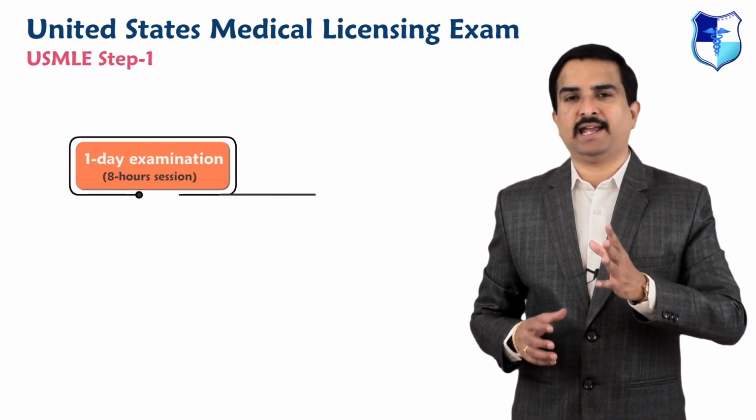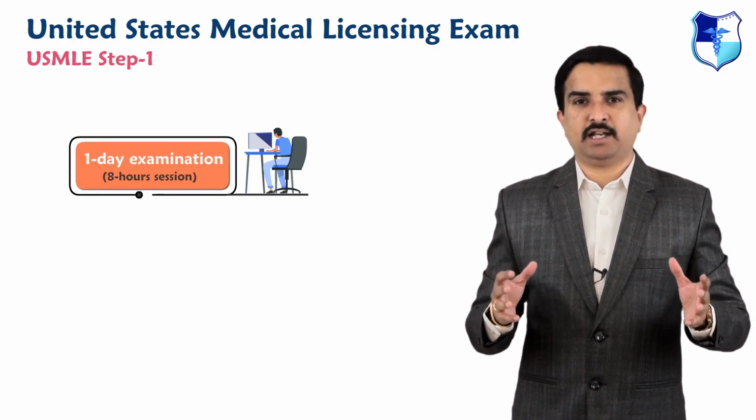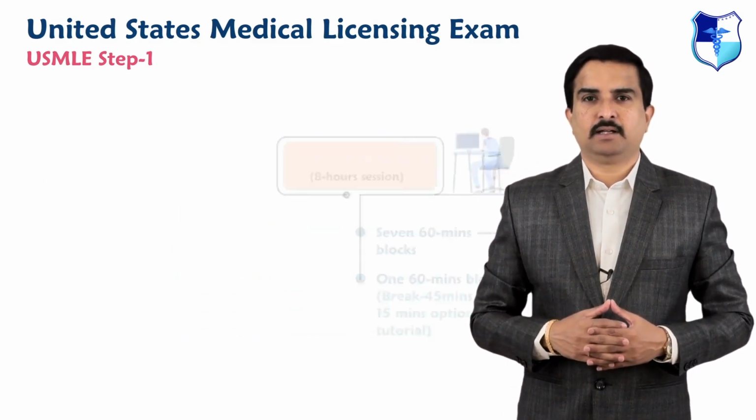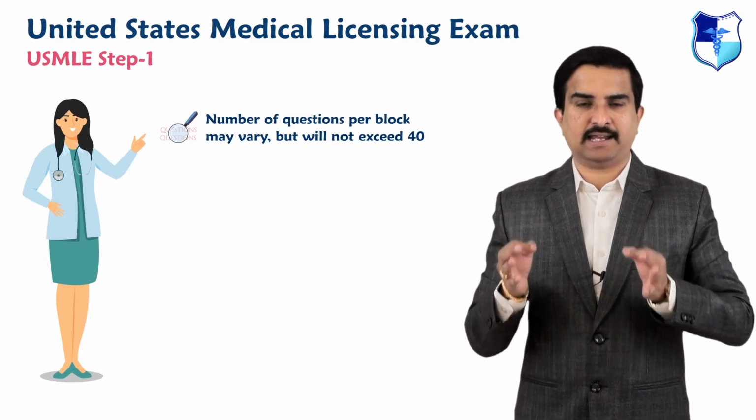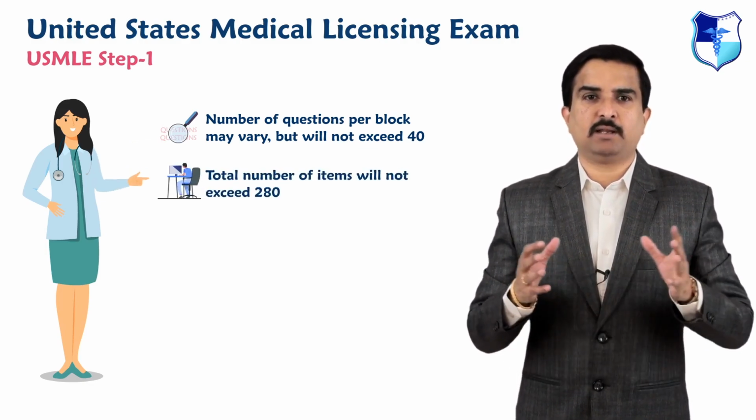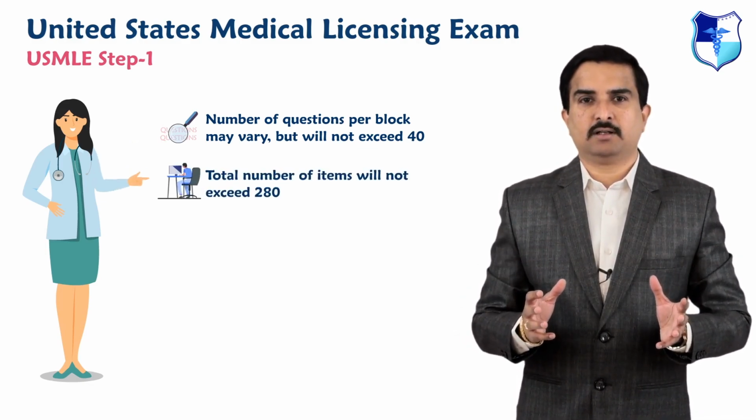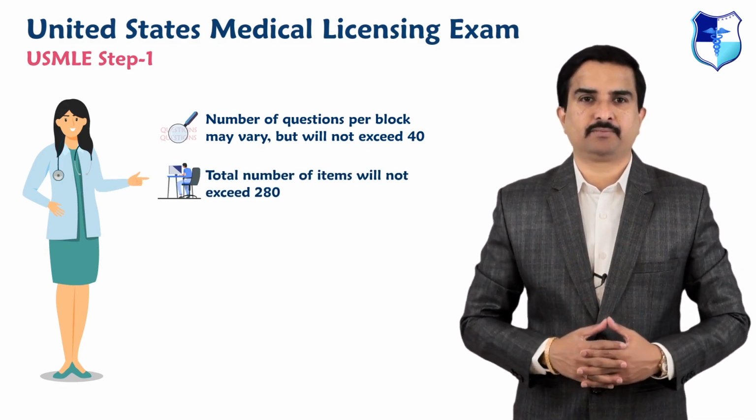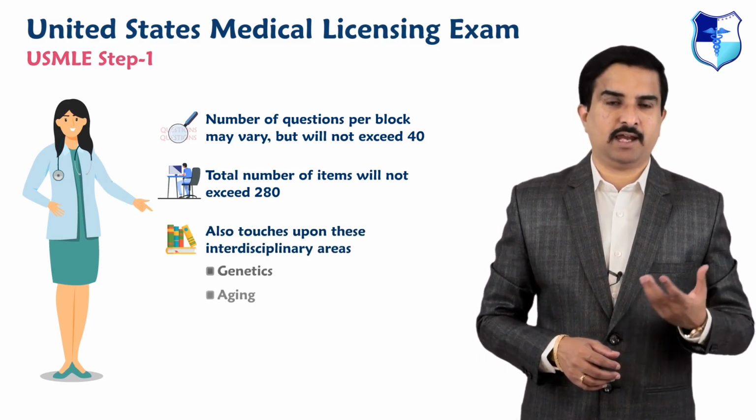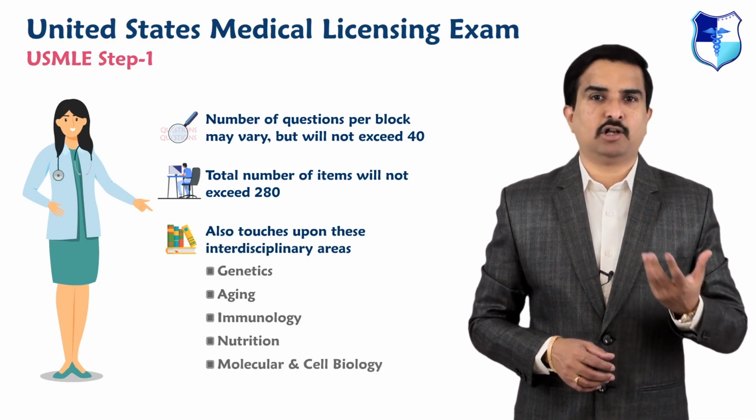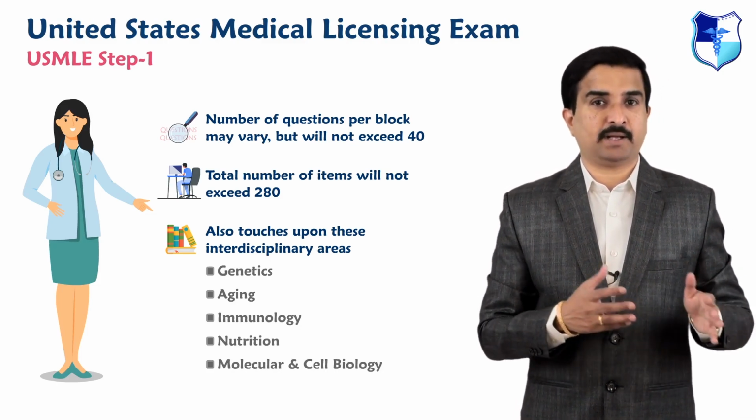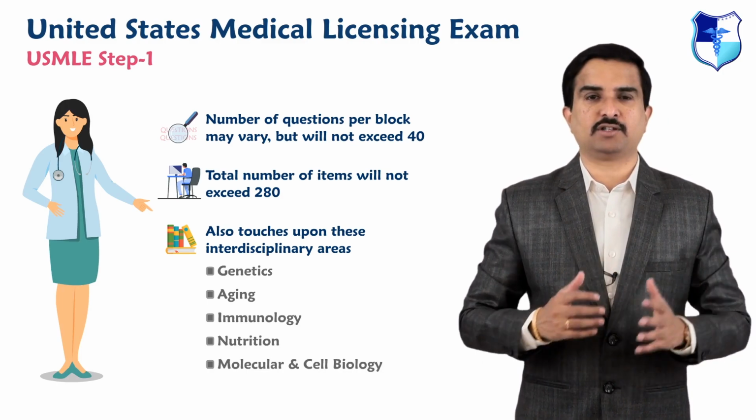USMLE Step 1 is a 1-day examination divided into 60-minute blocks and administered in an 8-hour testing session. The number of questions per block on a given examination may vary, but it will not exceed 40. So the total number of items on the overall examination will not exceed 280. It also touches upon interdisciplinary areas like genetics, aging, immunology, nutrition and molecular and cell biology, other than the basic subjects like anatomy, physiology, biochemistry, pathology, pharmacology, microbiology and immunology.